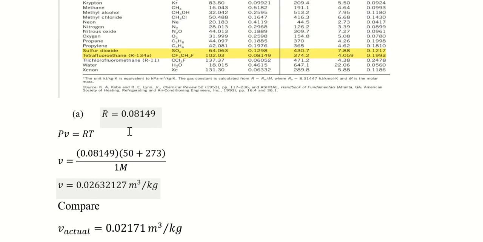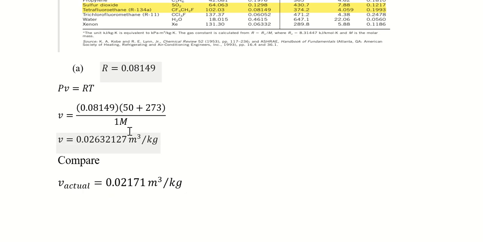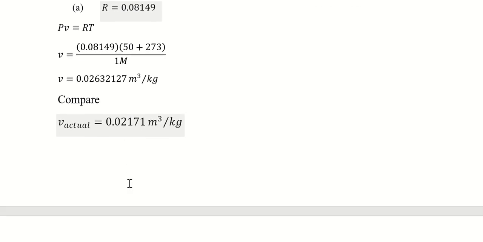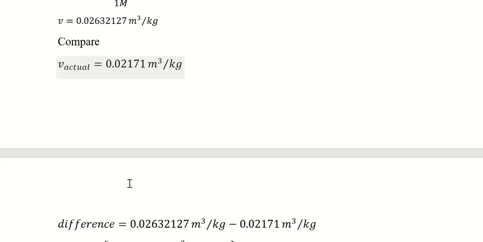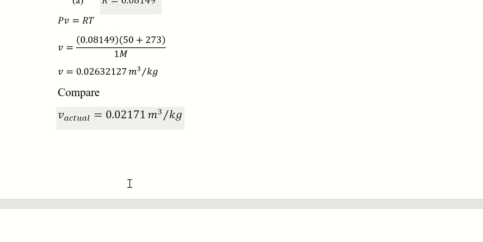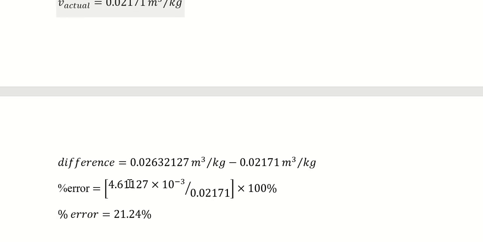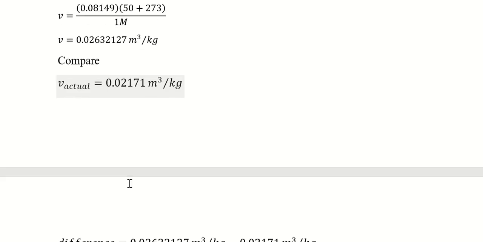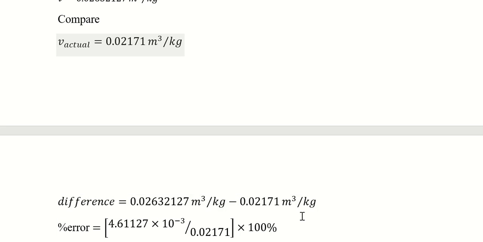So this question is telling us to compare whatever value we get with this one here. So we got 0.026 and this one is 0.021. So how are you going to compare? You're going to compare as in finding the error. So you're going to get the difference, biggest minus the smallest.